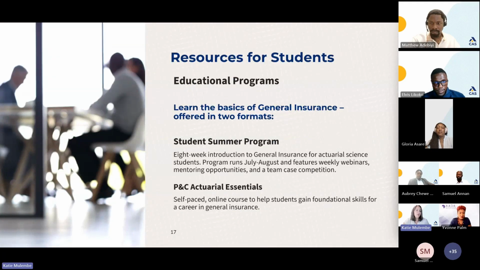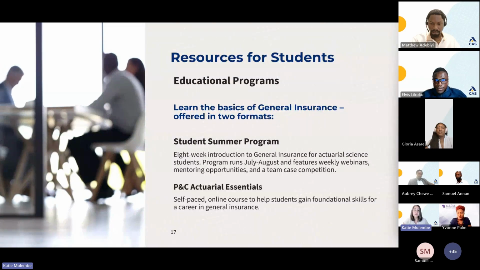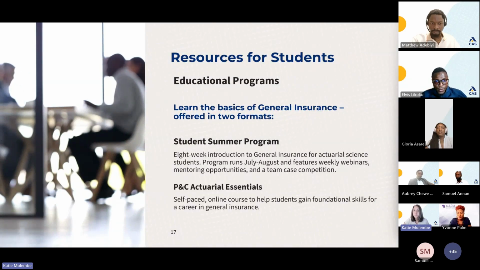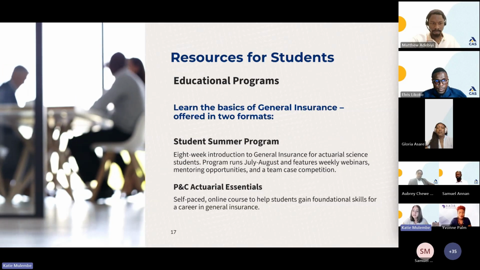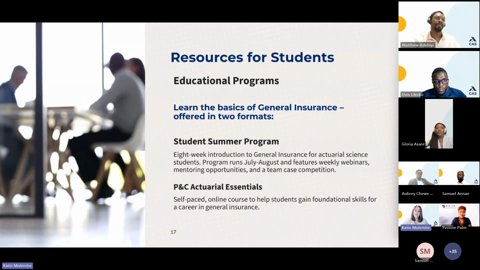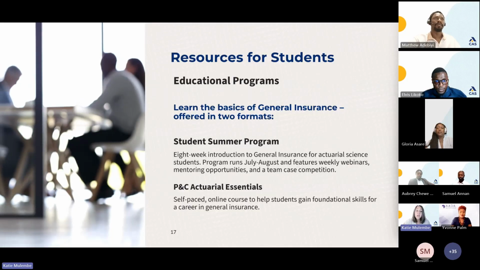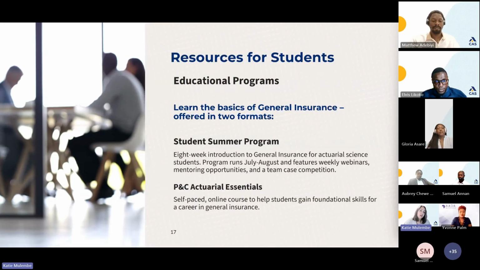We also have a couple of learning opportunities that you might be interested in. The Student Summer Program, which is taking place right now, is an annual offering where students participate for 8 weeks, engage in weekly teachings, and are paired with mentors to learn the fundamentals of property and casualty or general insurance. This same content is taught through an online learning program called P&C Actuarial Essentials.